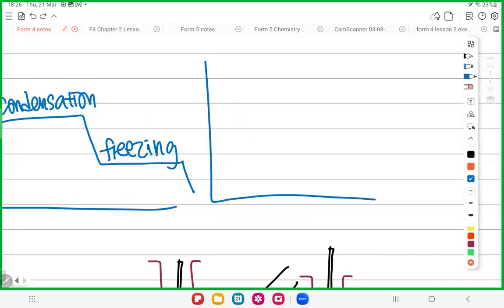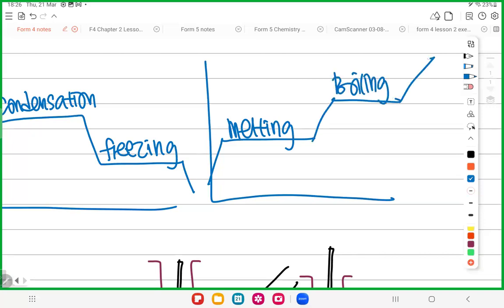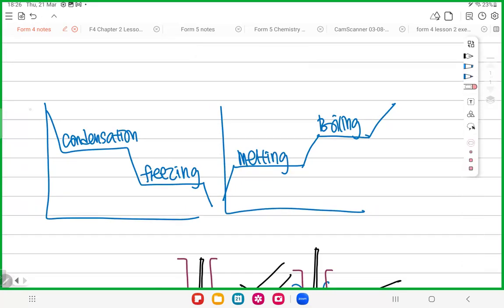Like when you have a heating curve, when you heat a substance, what happens first? Melting. After melting, only then boiling. Heating curve: melting, then boiling. Cooling curve: condensation, then freezing.